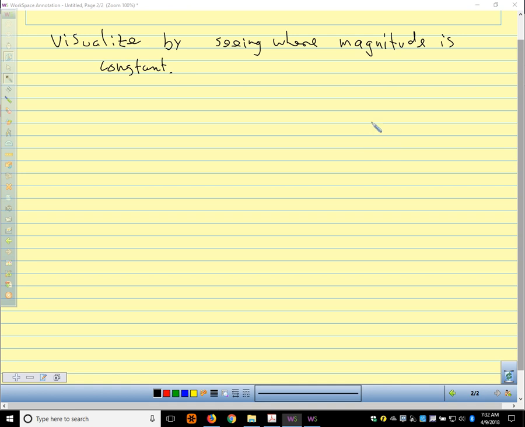So I just want to look at a few examples. I'm going to bring up some pictures, and we want to match the graph of the vector field to the vector field itself.